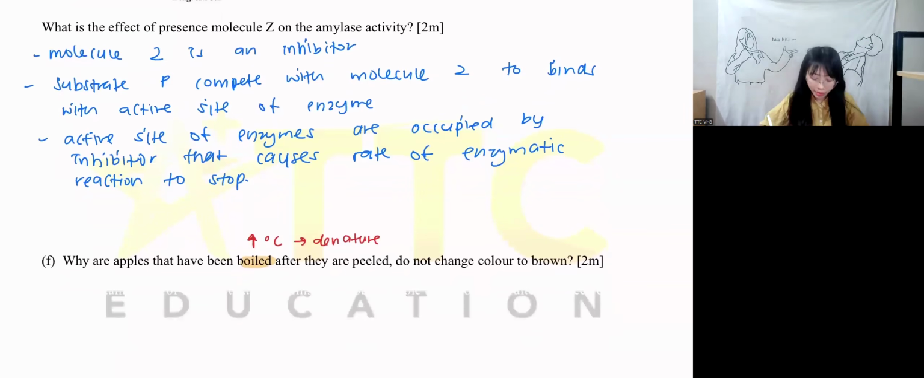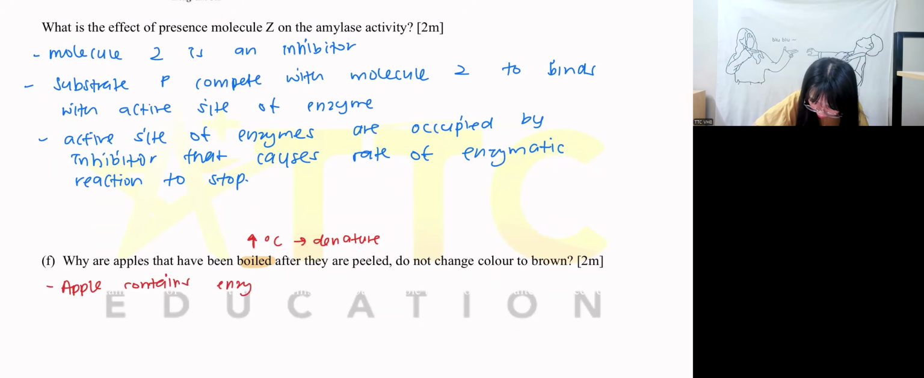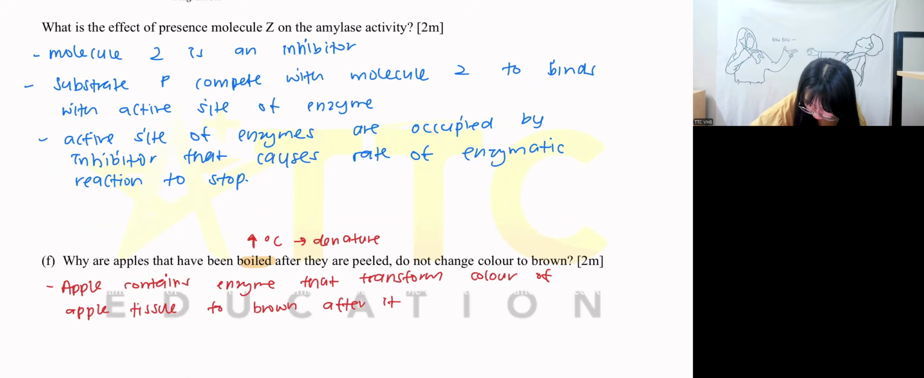When it denatures, no matter what, your apple will not turn any color anymore, because it's not at optimum temperature. So we have to say apple contains enzyme that transforms the color of apple tissue to brown after it is peeled and left for a while.